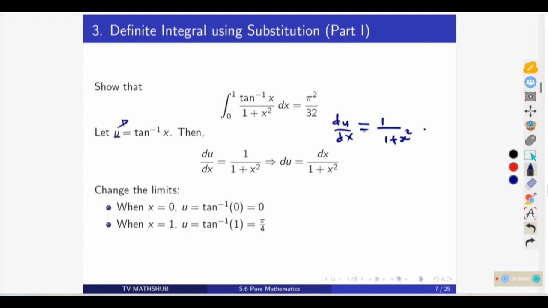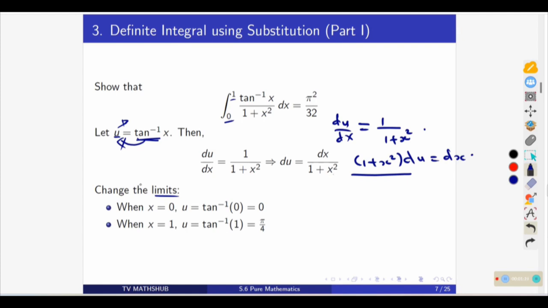So for that case, make dx the subject. When you make dx the subject here, you will have 1 plus x squared du, which is equal to dx. So our dx is same as this. So if that is the case, since we have changed our expression from x to u, we must also change the limits. So the limits, we have the limits in terms of x, but we have changed the variable from x to u.